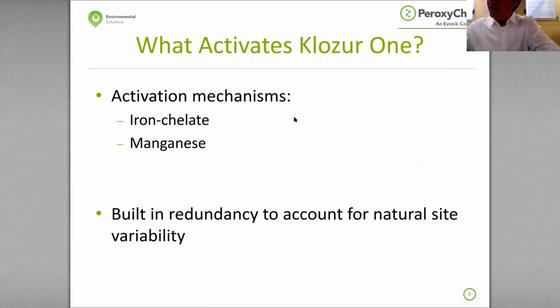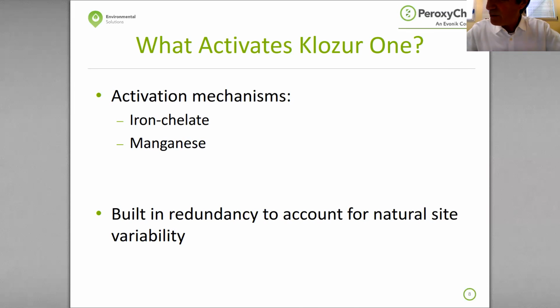So what are the activation chemistries within Closure 1? We have iron, chelate, and manganese included in the formulation. Both iron and manganese are transition metals and cycle between oxidation states. And it's the reduced oxidation states that activate the persulfate. As you will know, permanganate is actually manganese 7. And as the oxidation state of the manganese changes, the color of the solution will change, and manganese can serve as a second transition metal to activate the necessary persulfate radicals.